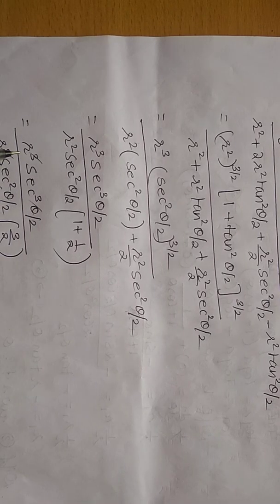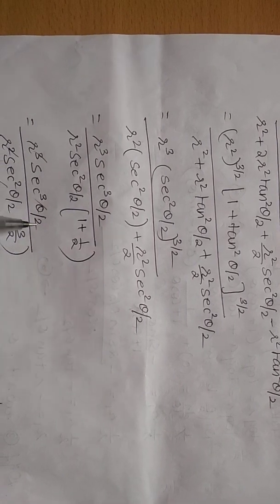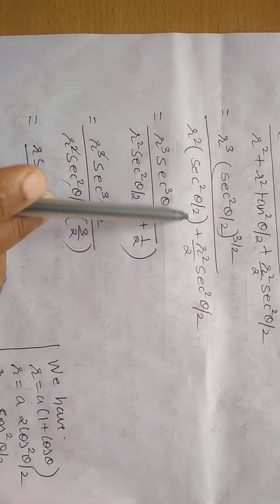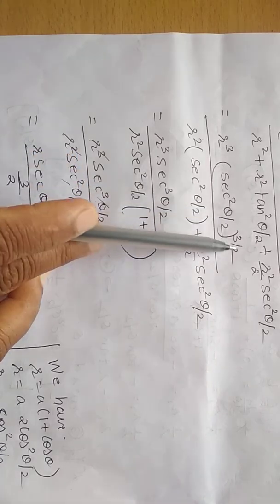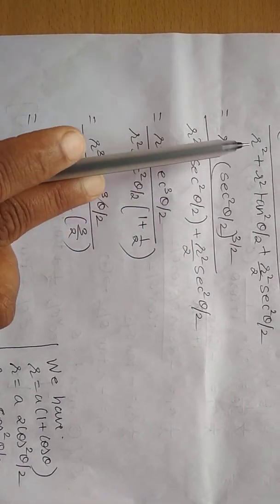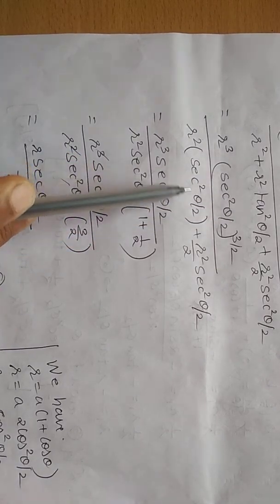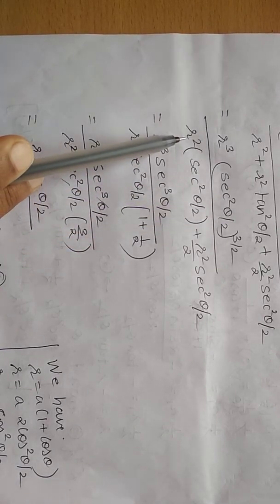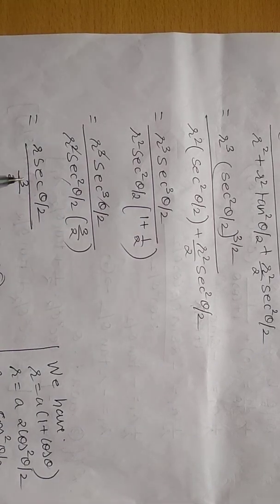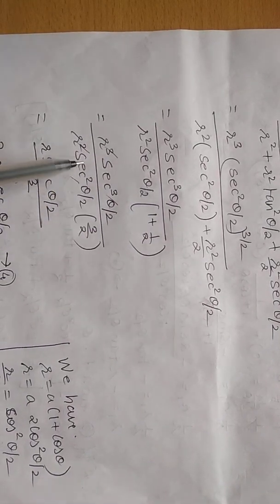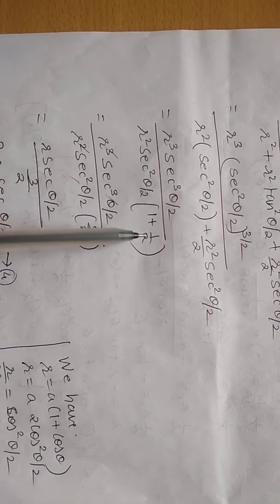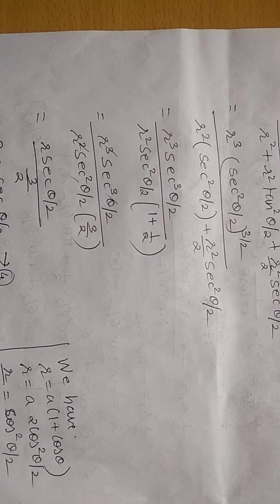That goes out to be r cube sec cube theta by 2 upon r square sec square theta by 2, I have taken common here. This square and this will get cancelled. It will become sec cube theta by 2. Here, when I took r square common, it remained with sec square theta by 2. Taking r square sec square theta by 2 common, I will remain with 1 plus 1 by 2. That is r cube sec cube theta by 2 upon r square sec square theta by 2 into 3 by 2, because 1 plus 1 by 2 will become 3 by 2.